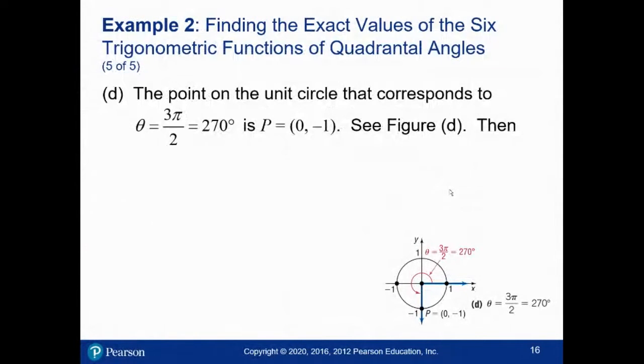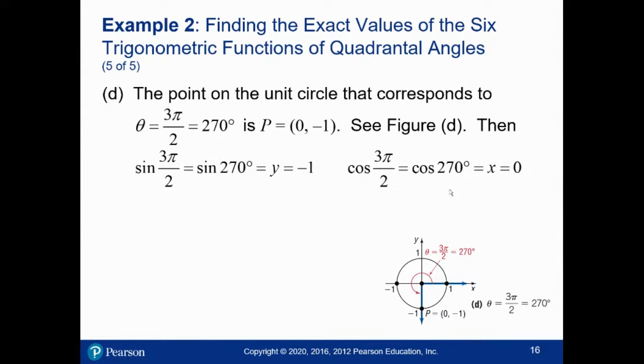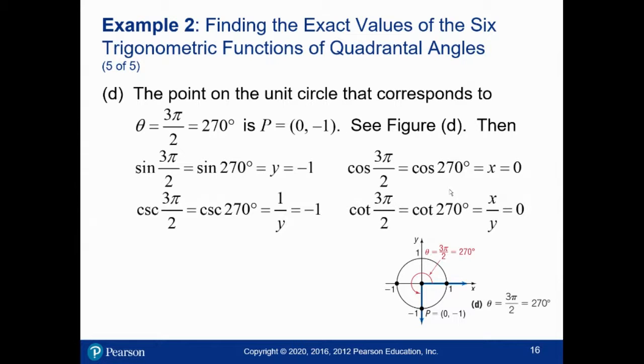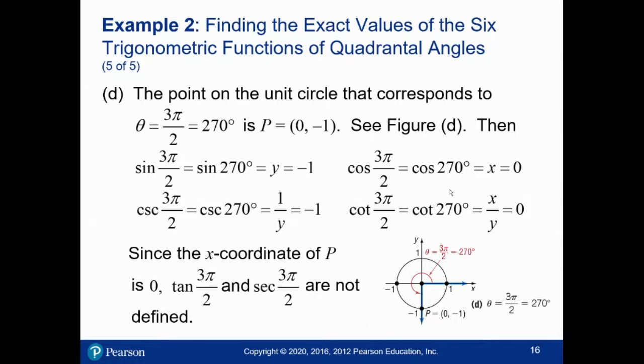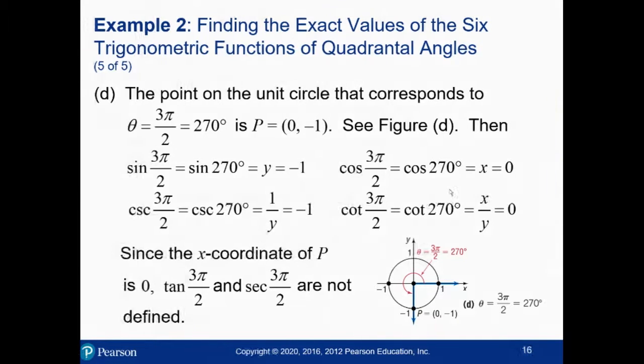And finally, part D, 3 pi over 2, 270 degrees, points straight down, so the coordinates are (0, -1). So the sine is the y-coordinate, which is -1. The cosine of 3 pi over 2 is the x-coordinate, which is 0. The cosecant is 1 over the y-coordinate, which is -1. The cotangent of 3 pi over 2 is the x-coordinate over the y-coordinate, which is 0. And again, the x-coordinate is 0, can't divide by it, so tangent and secant of 3 pi over 2 are not defined. So hopefully we got all of that.